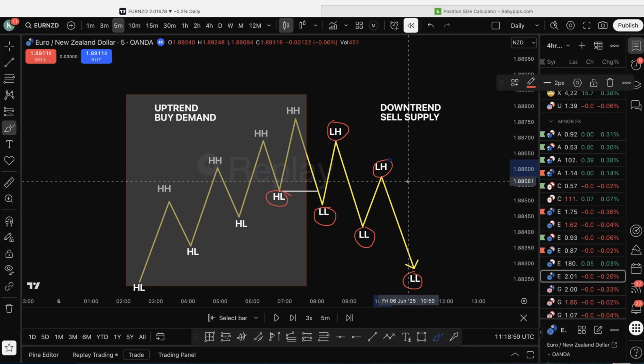Now, if you really want to go further in depth on market structure, lucky for you, I have a full masterclass on that as well. Click in the top right and that will take you to it.